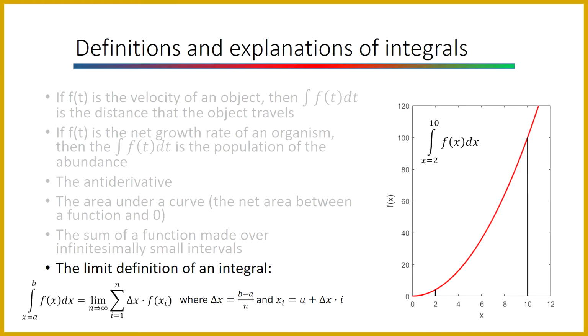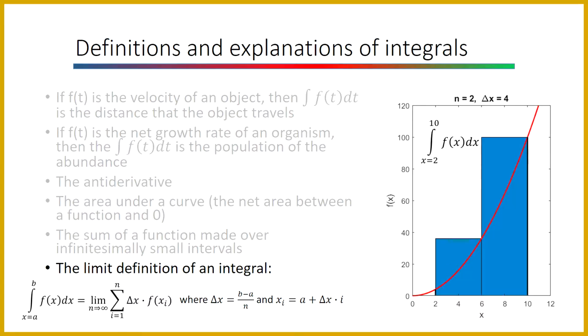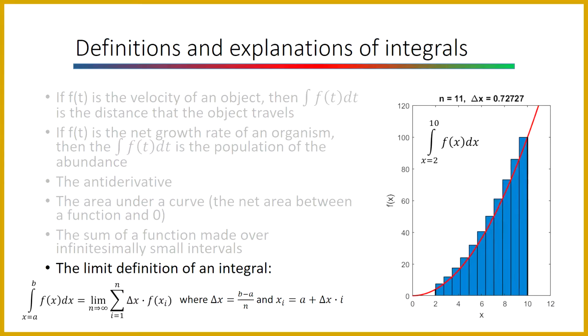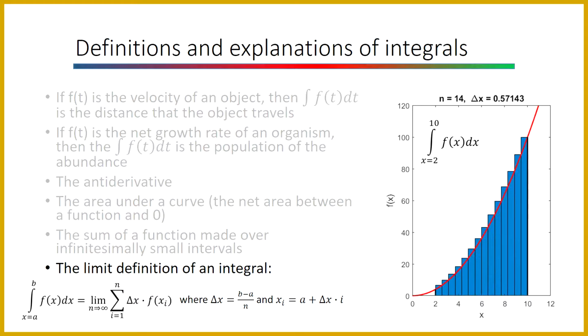Let's really quickly go through an example so that you can see what this actually means. On the graph on the right, I have a function f of x, shown in red, and we're going to integrate this function from x equals 2 to x equals 10, or in other words, we're going to find the area under the red curve and between the thick black lines. If we start off at n equals 2, we have two boxes that we are summing over, and it is obviously going to be a huge overestimate. However, as n gets bigger, delta x gets smaller, and the area in the blue boxes gets closer and closer to matching the area under the red curve.